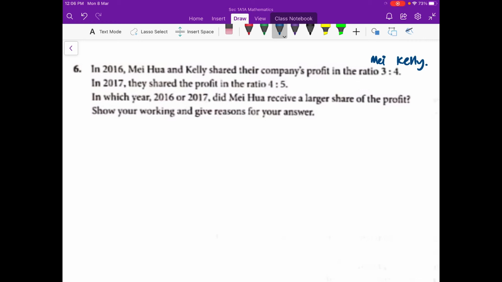Only plus 1? No. You see, let's pretend that the profit is $100. Pretend only, assume only. If the profit is $100, Mei Hua actually received 3 units out of 7 in 2016. But in 2017, for that same amount of profit, she received 4 units out of 9 units. So in which year did she receive more?